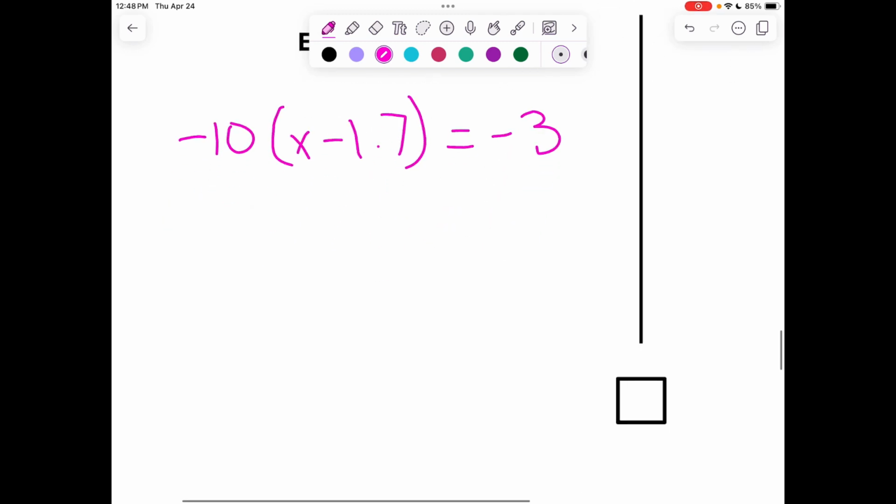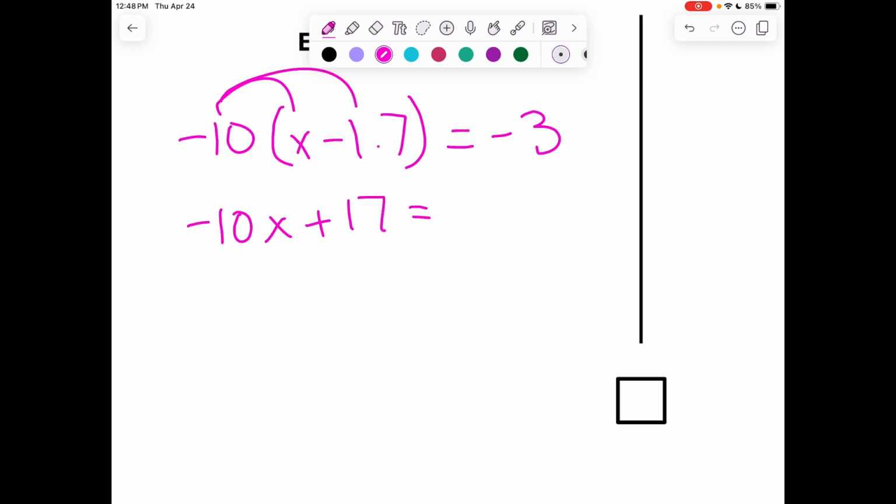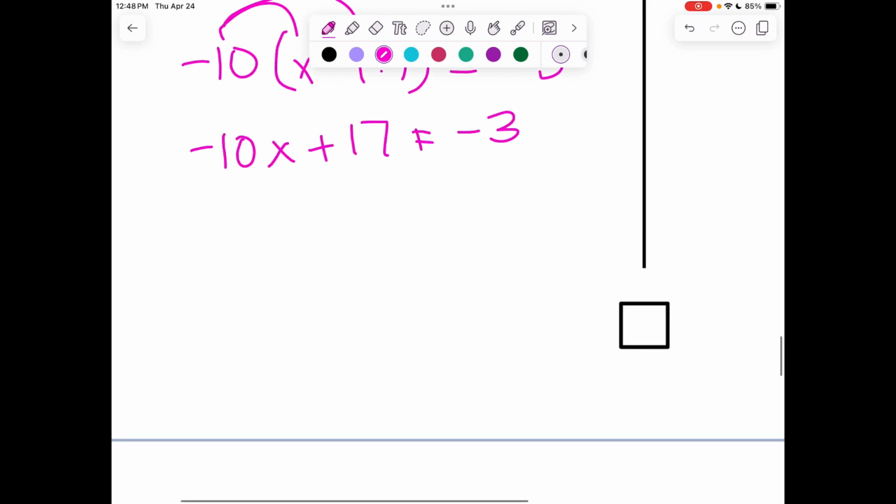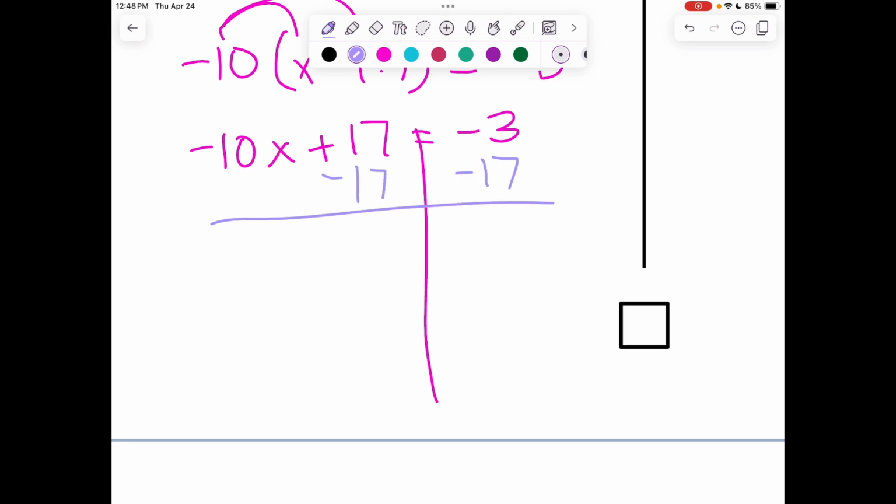All right, so first step, we have to do our whoop whoops. Negative 10 times x is negative 10x. Negative 10 times negative 1.7 is a positive 17. All equals negative 3. So now the first step is we need to get rid of the plus 17, so we're going to minus it. When we do that, our 17s cancel out, so we get negative 10x equals negative 3 minus 17 is negative 20.